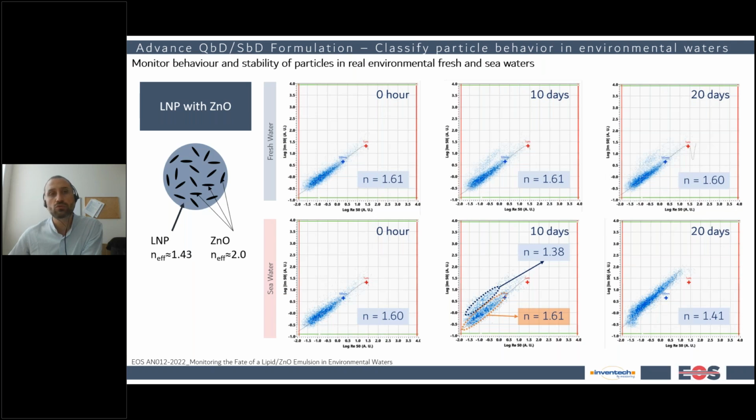In this situation, due to the osmolarity of the liquid, the lipid particles are no longer stable. They break and release the zinc oxide nanoparticles inside. So if you are looking at a biotech application and you have to check how the particles behave after a release, for example, in the environment, you have to monitor how they behave in different target media. But you also have to monitor if they are stable, and if not, why.